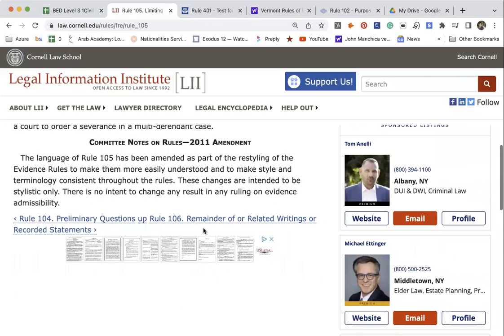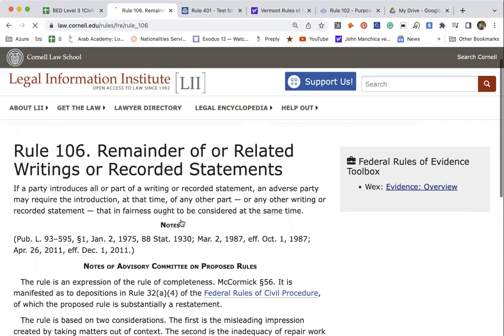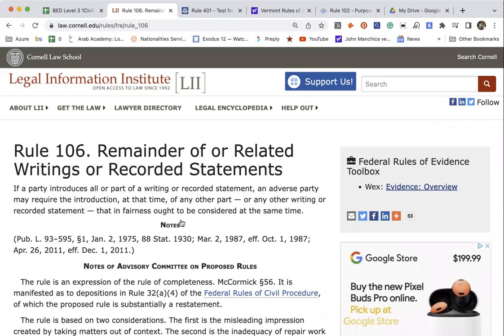All right, let's move on to Rule 106. Remainder of or related writings or recorded statements. If a party introduces all or part of a writing or recorded statement, an adverse party may require the introduction at that time of any other part or any other writing or recorded statement that in fairness ought to be considered at the same time.